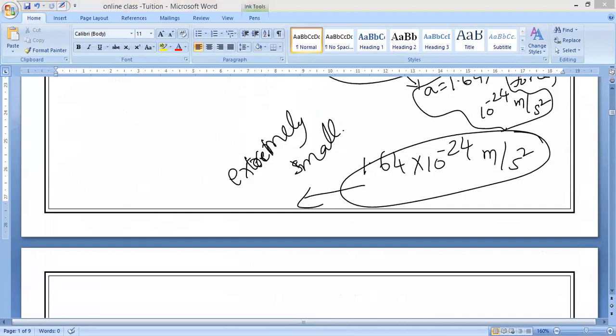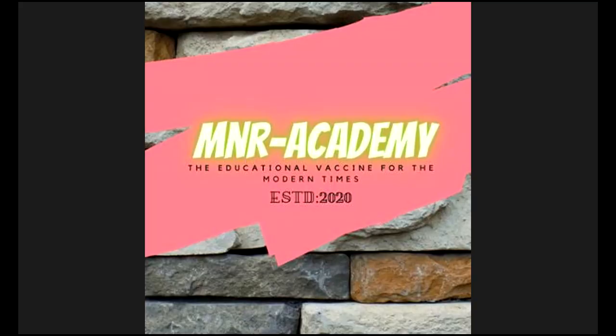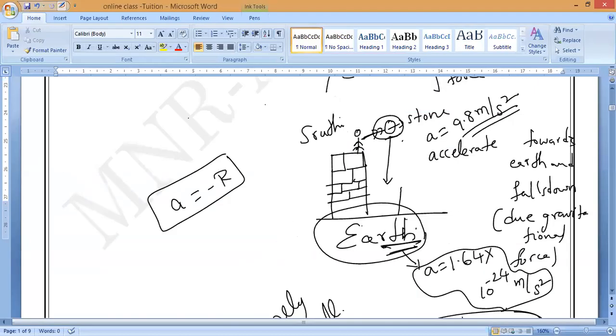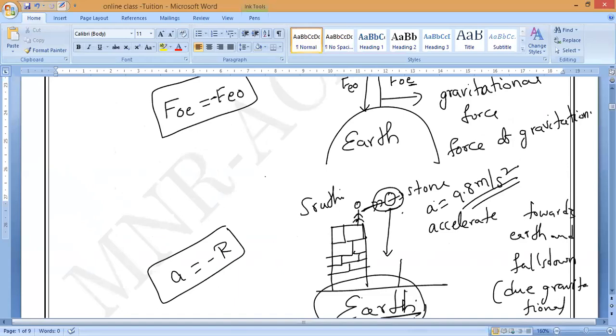Okay, guys? Please note it down. These values you have to note down, everybody. Shruti, note it down. Yes, note it down. Draw the diagram and try to explain.